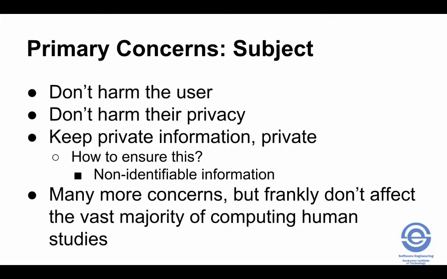So there are a lot of primary concerns when doing a human study. For the subject, the first rule is don't harm the user. For most of the studies you're doing, obviously you probably won't be able to cause physical harm to the user, but you don't want to cause any kind of mental harm. You don't want to harm their privacy, so if you're collecting private information, you want to absolutely be sure to keep that private. Sometimes information that we might not think would necessarily be private, and we may not feel that it would be private to us, could be considered very private to other individuals. So make sure you're cognizant of people's concerns.